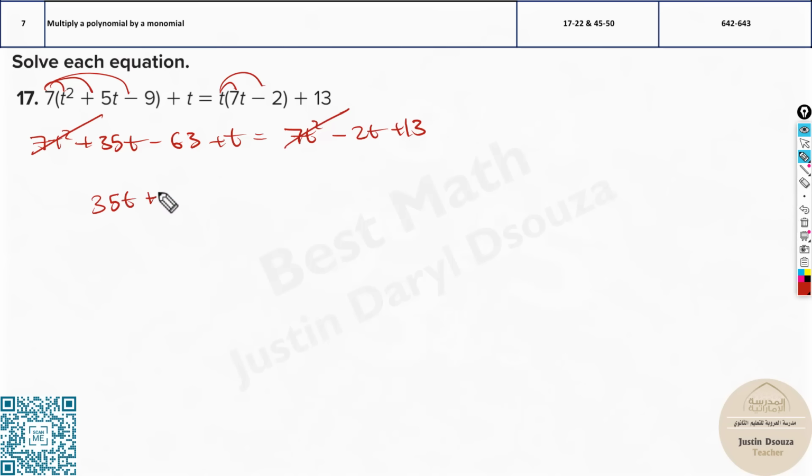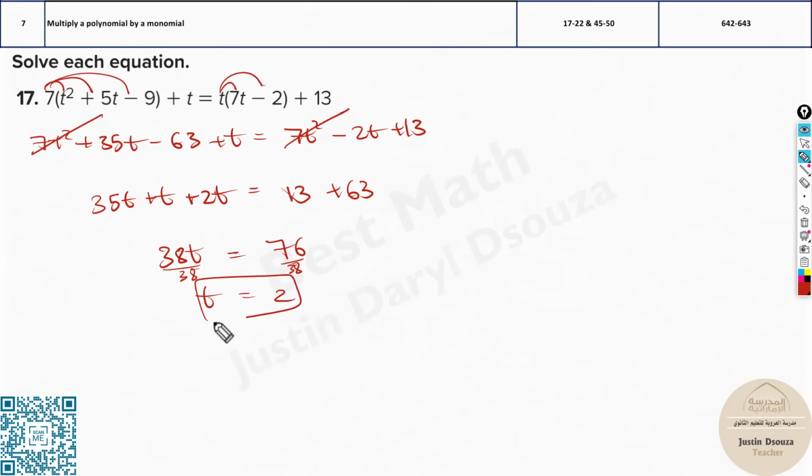t plus t. Minus this to the other side becomes plus 2t, that is equal to 13, and this number moves to the other side and becomes plus 63. 35 plus 3 is 38t, and here we have 76. Now this is 40, yeah, this is 2. 38 times 2 is 76. So t will be 2. How? Because divide both sides by 38 and you get t is 2.